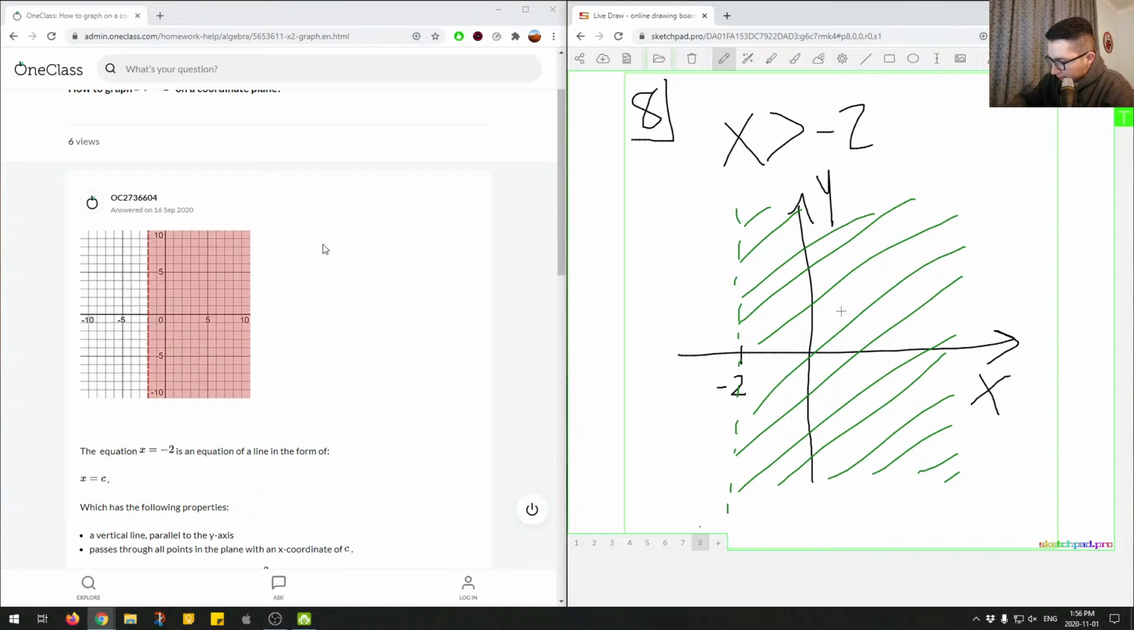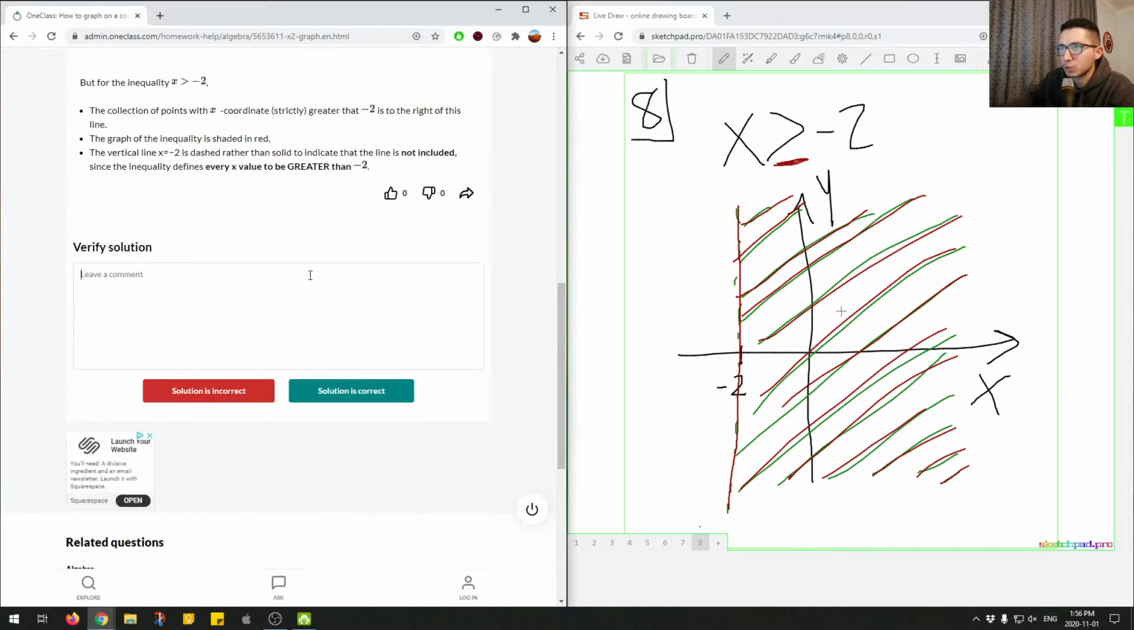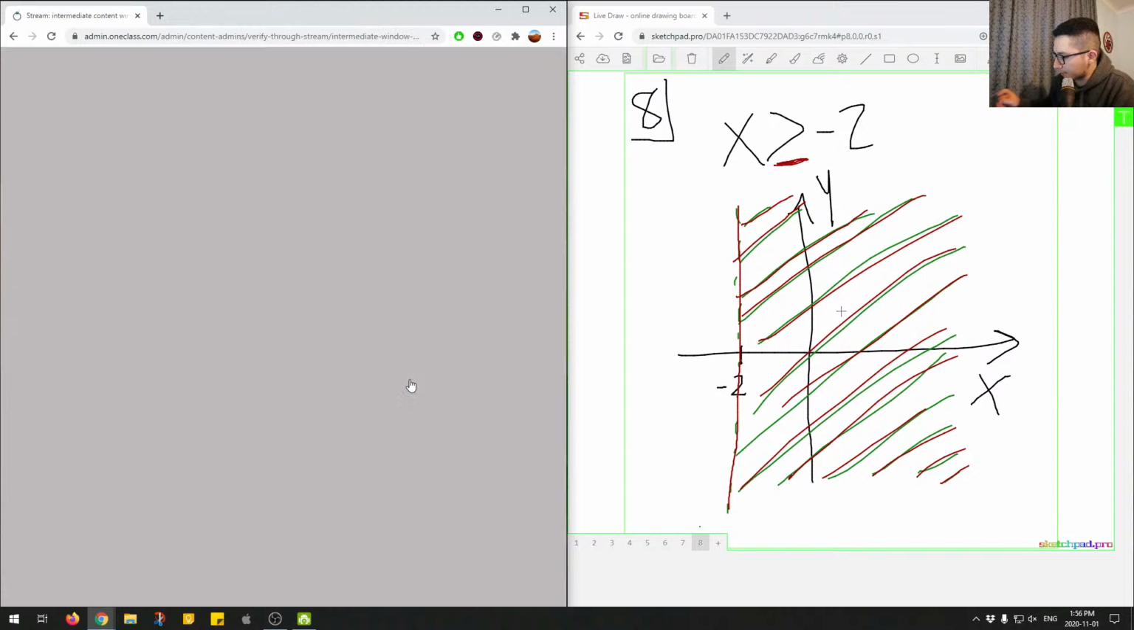So I'll do the next part in red, just to give you a better explanation. If this was equal to, let's say this was greater than or equal to -2, then you'd have a solid line over here. So this line would be solid, and you do this region like that. But since it's not the case, we only really need the dotted line. Okay, so we'll mark this answer as correct. Correct answer. Great job. And we'll move on to question number 9.